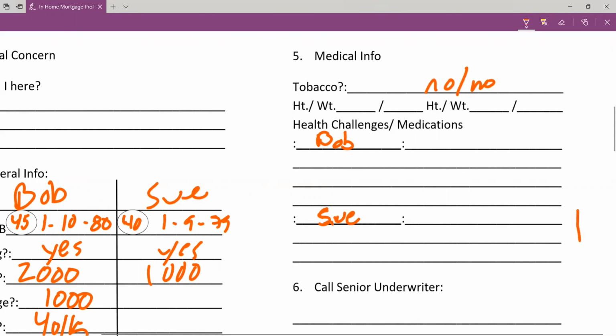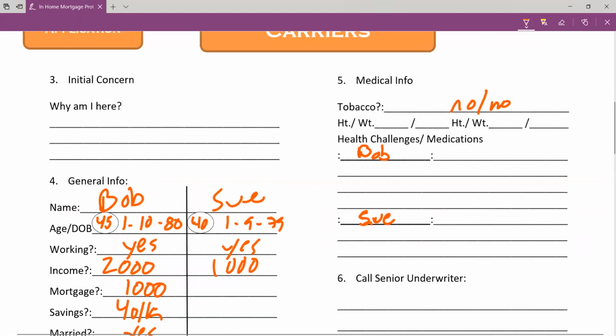But getting that information, too big, I can't zoom out. There we go.